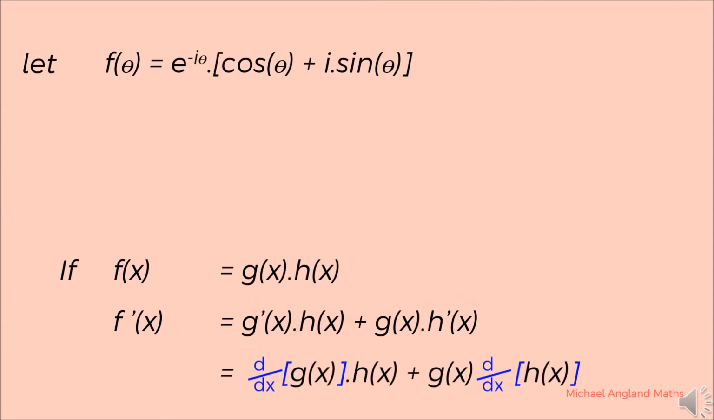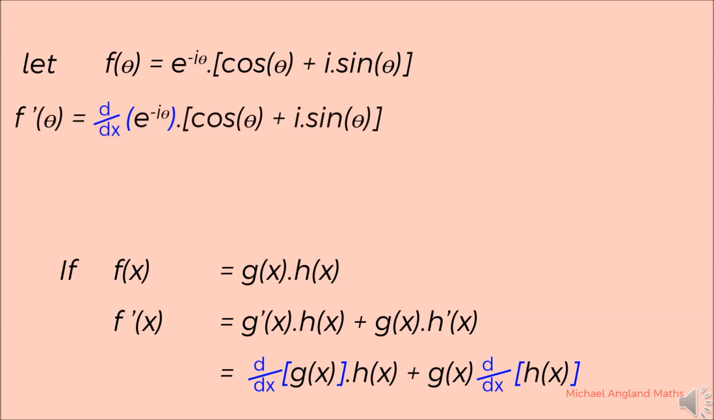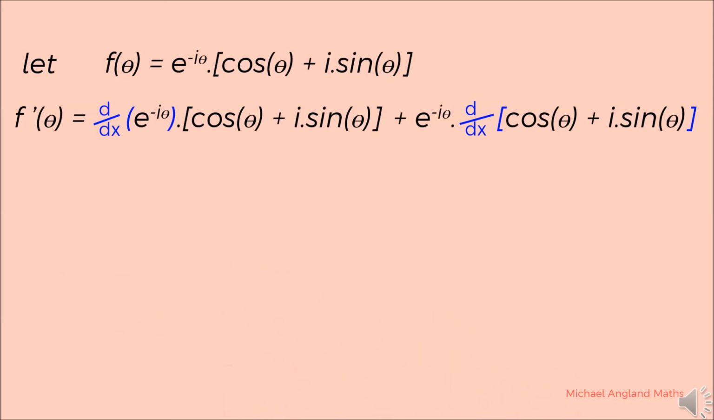And another way of writing that is d/dx of g(x) times h(x), plus g(x) times d/dx of h(x). In the case of this function, that is f'(θ) equals d/dx of e to the minus iθ times (cos θ + i sin θ), plus e to the minus iθ times d/dx of (cos θ + i sin θ). So continuing, we've just finished that second line.